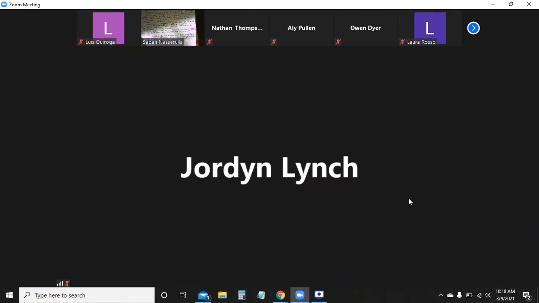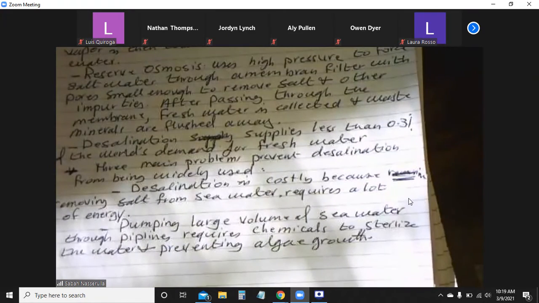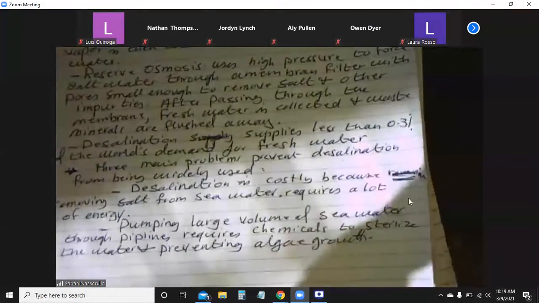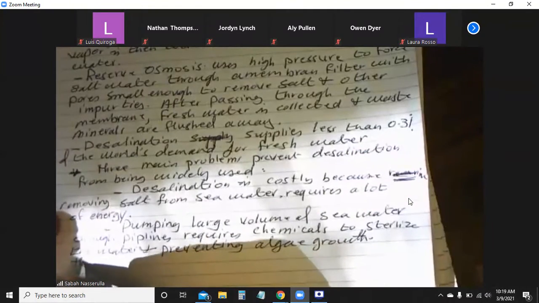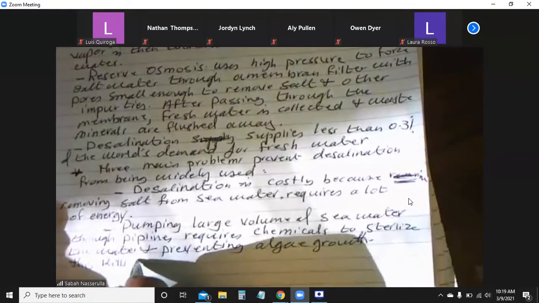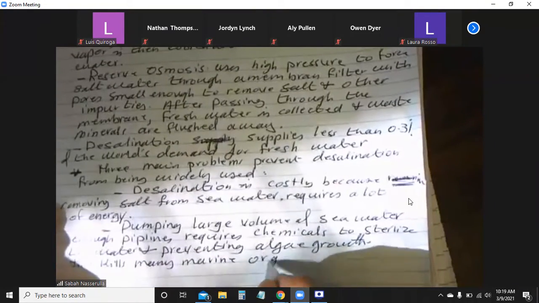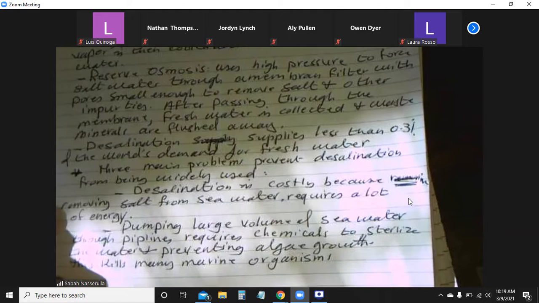Okay, thank you. Preventing what you call algae growth. Now, of course, when they pump all that back to the ocean or the sea, especially when the water is more saline, that is going to kill a lot of other marine organisms. To mention this point here, this kills many marine organisms, and it requires quite a bit of energy.